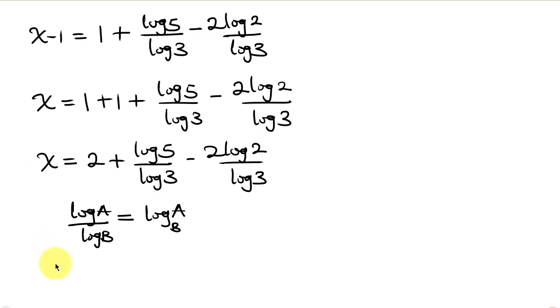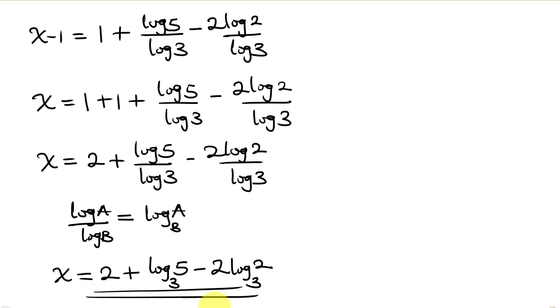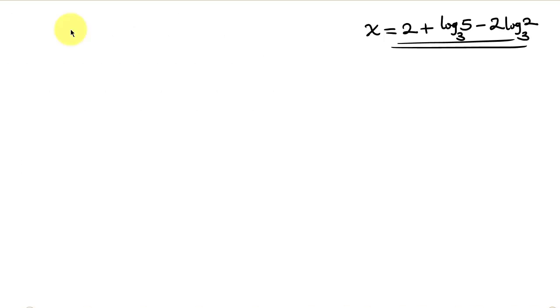So our final answer will then be x equal to 2 plus log 5 base 3 minus 2 log 2 base 3. That is it. And this becomes our final solution. Now we're going to be checking to see if our solution is correct. So let's check.